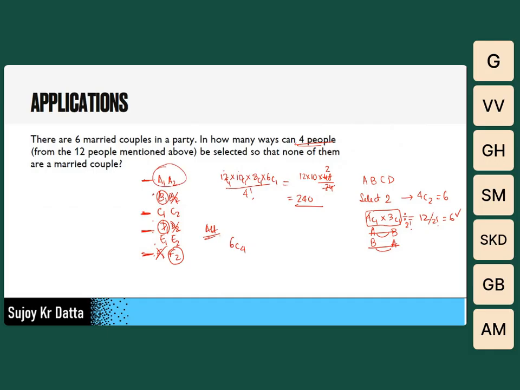Now, from the first couple, select any one of them. We can decide that in two ways. From this, another two ways, another two ways, another two ways. So the total number of ways is 6C4 times 2 to the power 4, which is 15 times 16. So that is 240 ways.